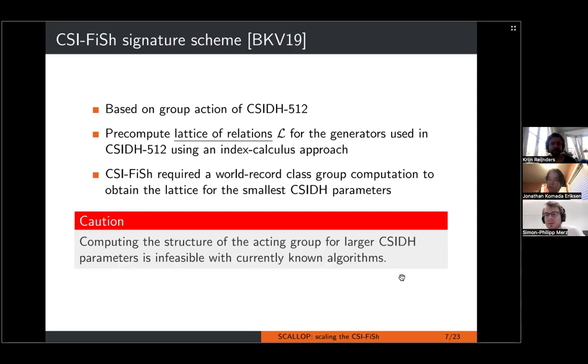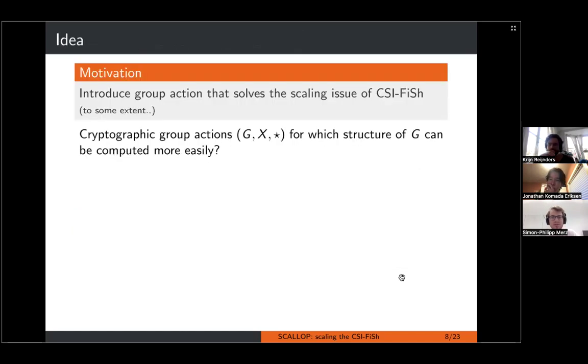And at least with currently known algorithms, that seems to be infeasible to build an efficient signature from larger CSIDH parameters. So this was just to set the stage and why we were thinking about introducing a new group action that might solve the scaling issues of CSIDH, at least to some extent. We'll get back to that. And it raised the question for which cryptographic group actions we might be able to compute the structure of the acting group more easily.